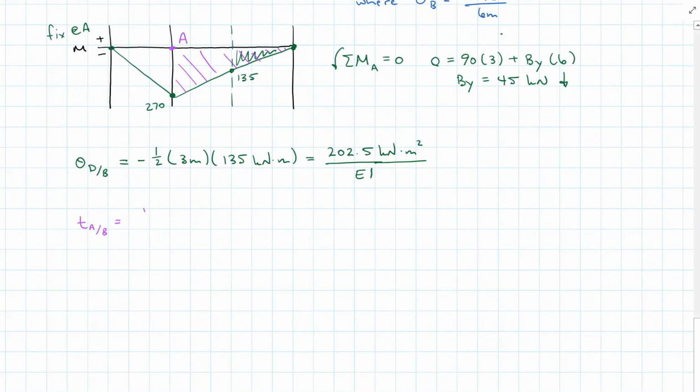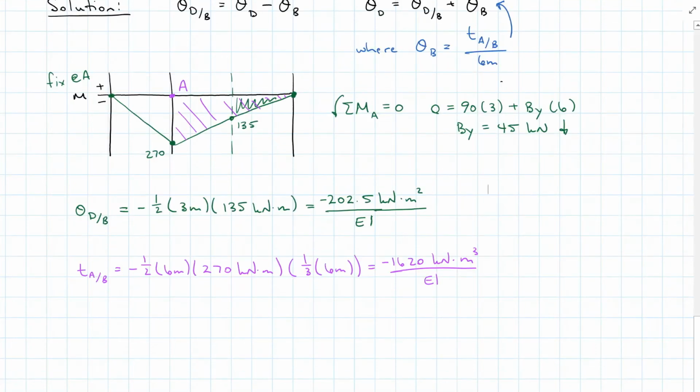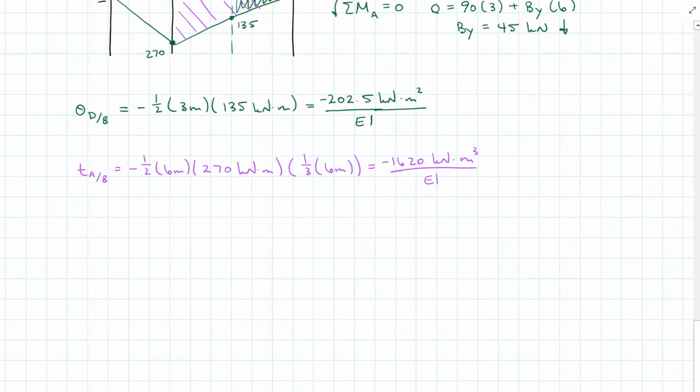So that area is 1/2 base of 6 meters times height 270 kilonewton meters times the distance to its centroid from A, which is 1/3 of 6 meters. And this is going to be going clockwise about A, so we are going to subtract it. Now that we have our two components, we can plug that into theta D.